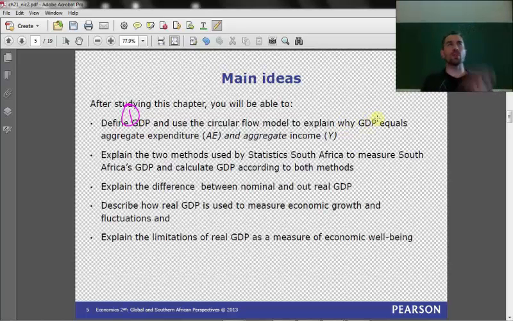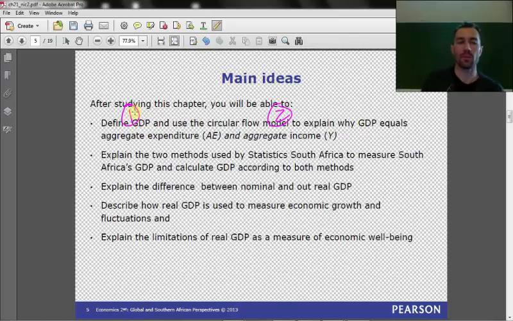And because we can measure it in two different ways, we're going to explain why GDP is both equal to aggregate expenditure and aggregate income. Okay, so our circular flow, that's number 2, circular flow model, aggregate expenditure equals aggregate income. The symbols for aggregate expenditure, AE, aggregate income, Y, both of these are measures of GDP.